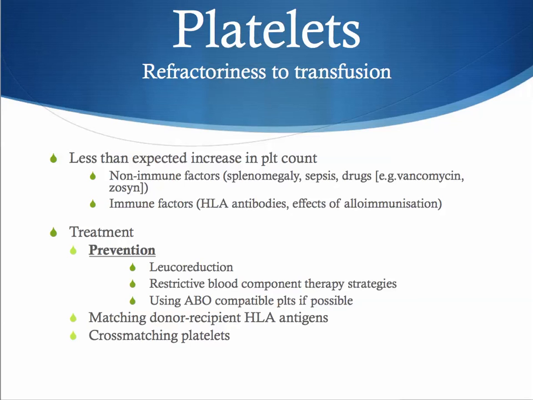If you already have a recipient who is refractory to a platelet transfusion, if you match the HLA antigen status, you have less alloimmunization, therefore less uptake. In extreme stages, you also can go to a cross-matching step for platelets.